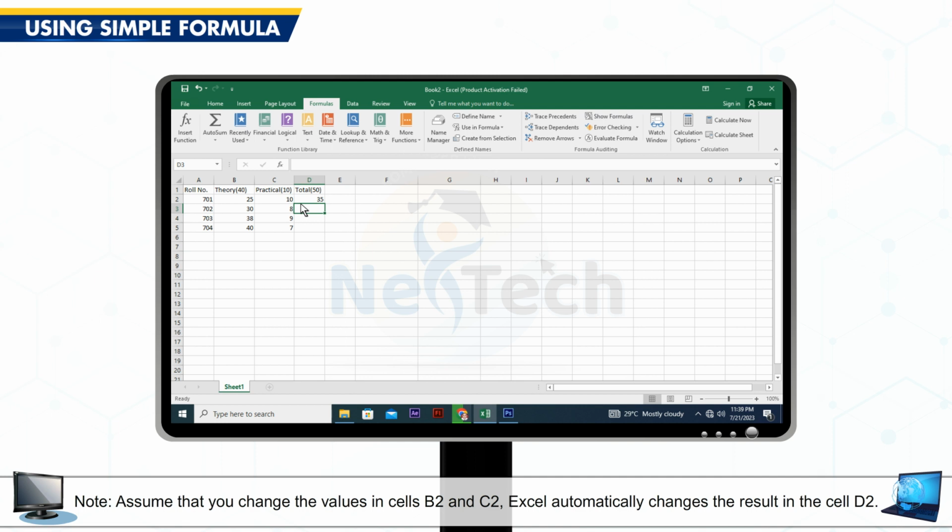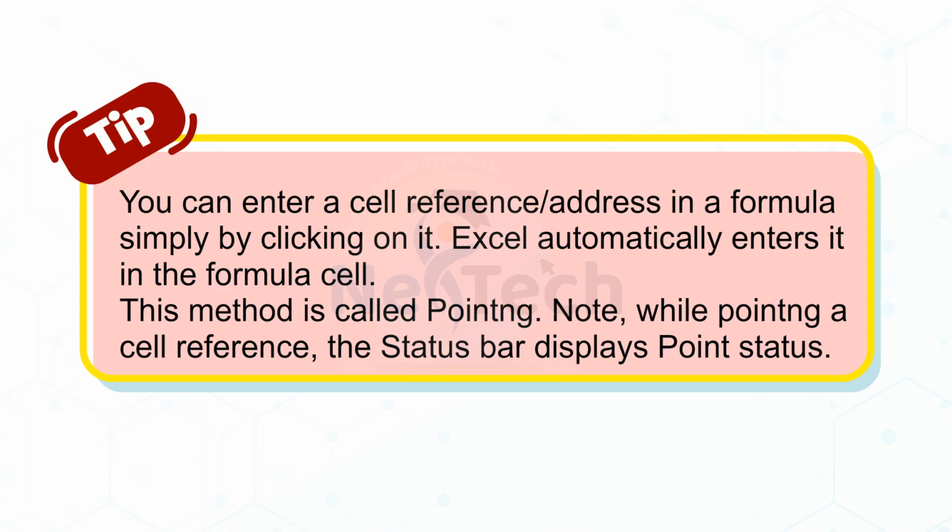Assume that you changed the values in cells B2 and C2. Excel automatically changes the result in the cell D2. Tip: you can enter a cell reference or address in a formula simply by clicking on it. Excel automatically enters it in the formula cell. This method is called pointing. Note, while pointing a cell reference, the status bar displays Point status.